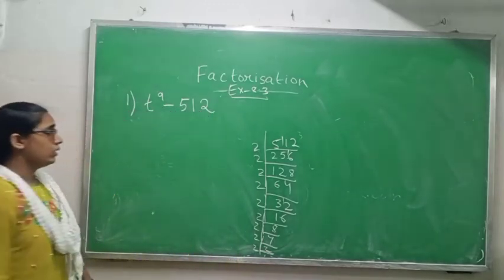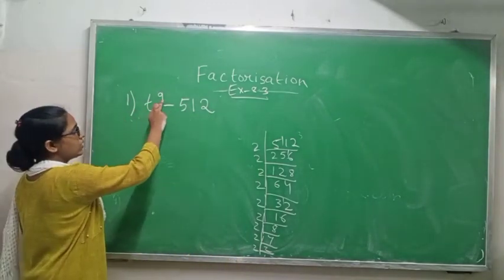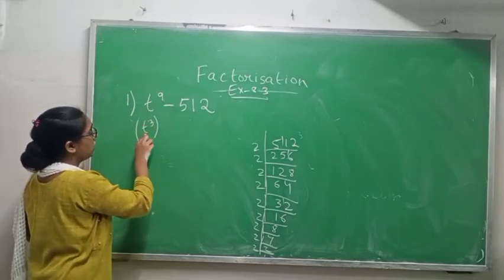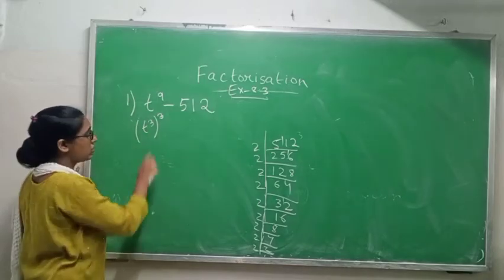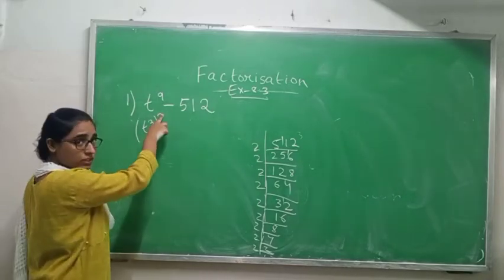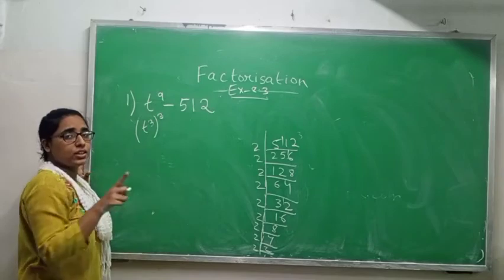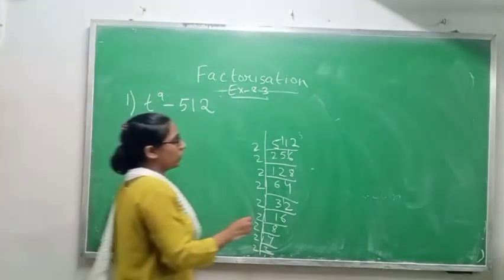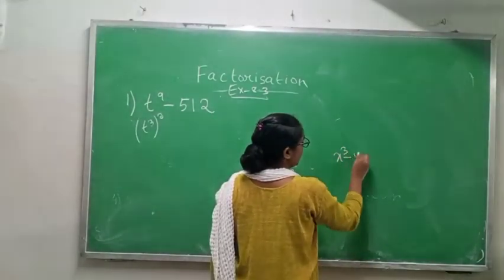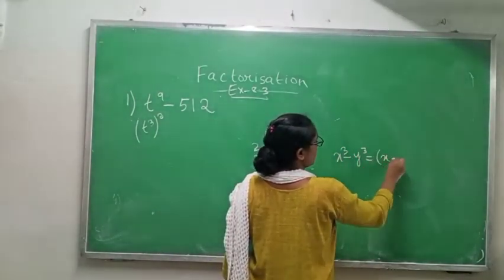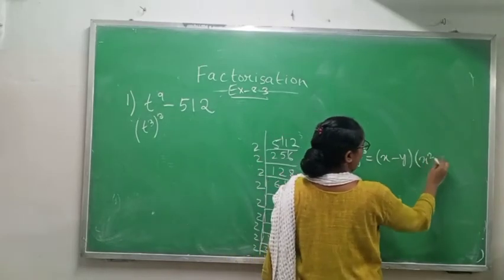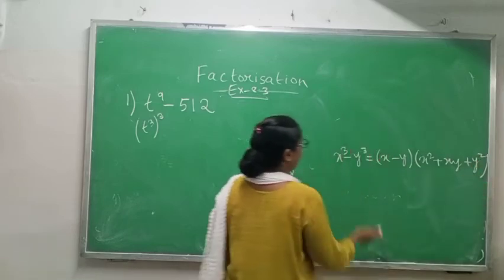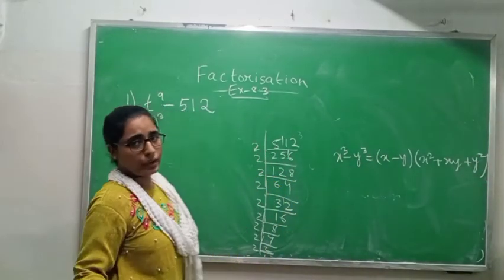Okay, why am I doing this? Because the power is 9, t to the power 9. We can easily make it (3 power 3) whole power 3, that is 3 3s are 9. Why am I making this? To make it into the formula of cube. We have the x cube minus y cube formula, formula number 4: x cube minus y cube is (x minus y)(x square plus xy plus y square). This is the formula I am making into x cube minus y cube.